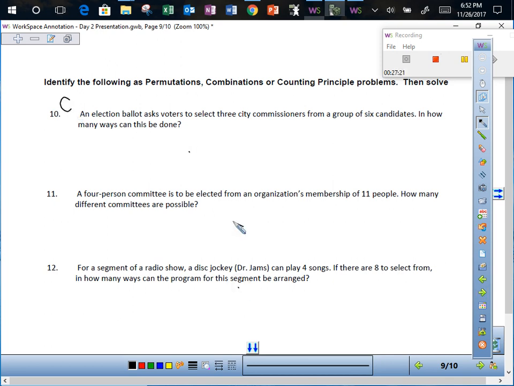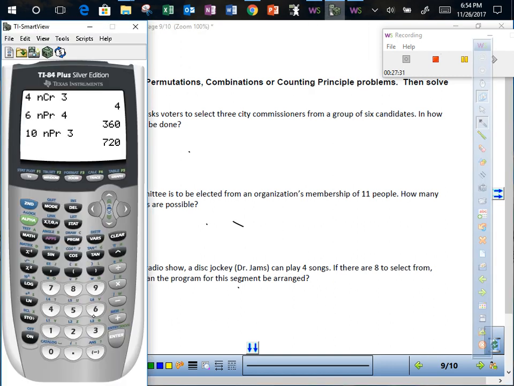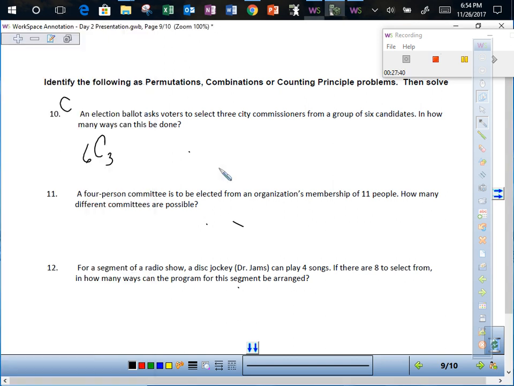So when I set this up, I've got 6 people I can choose from. It's a combination, and I'm picking 3. So let's go 6, math, probability, nCr, picking 3, 20. So I know that there's 20 different ways that this could be done. Here's our number 11.